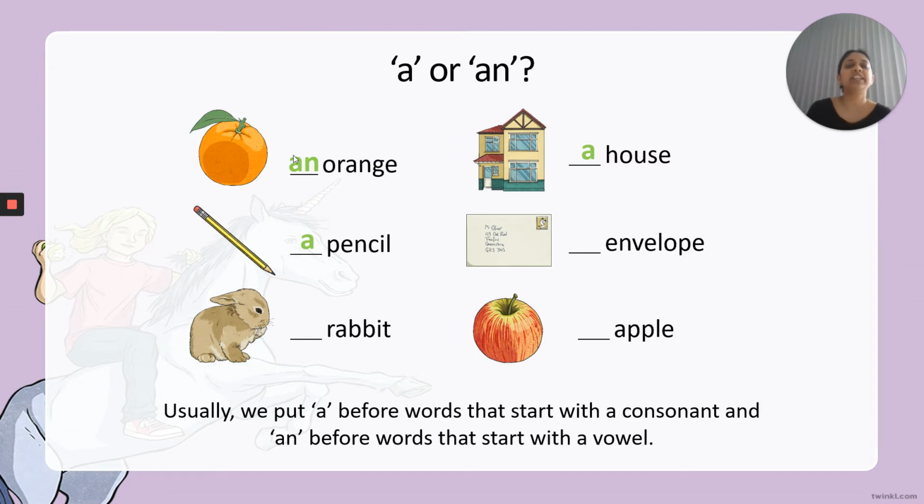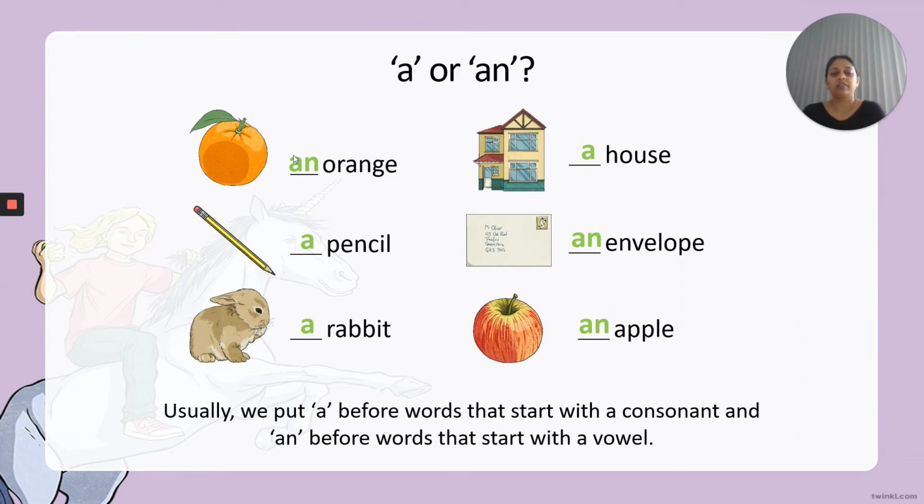Have a look at the next one. It starts with a vowel. What do you think the article is going to be? It's going to be a or an envelope, because we use an when the noun starts with a vowel. Next one, a rabbit. And apple: a apple or an apple? An apple, because apple starts with an A and A is a vowel.